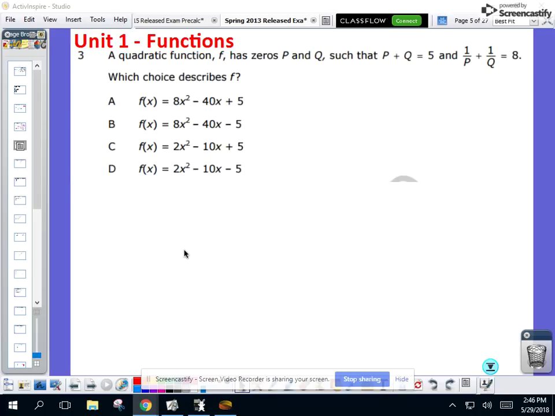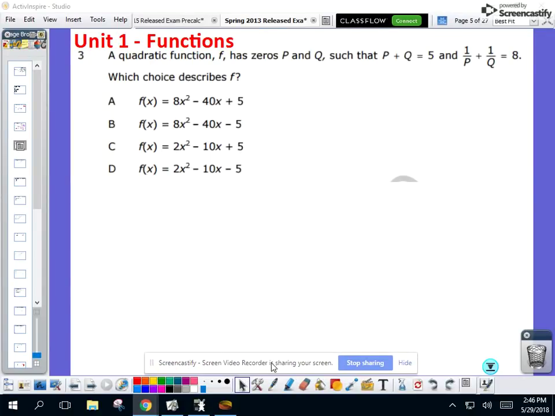Picking up with question number 3, this comes from Unit 1, and this is a little bit more involved than the content we talked about, but you can still apply the information. So you're trying to figure out the zeros of these functions and which letter will make p plus q equal 5 and 1 over p plus 1 over q equal 8. If you were to try to factor this, you would see that you cannot factor it. You'd have to use the quadratic formula, which gets a little messy.